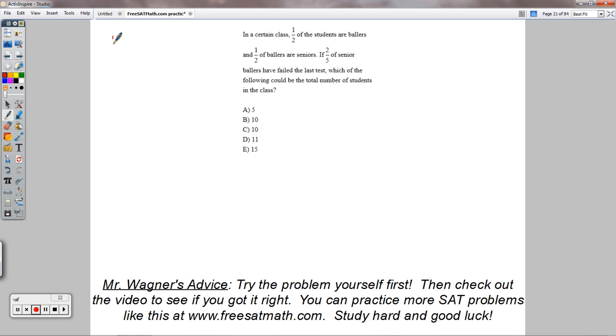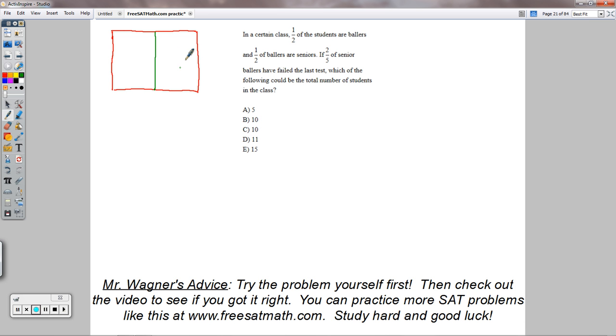But let me show you this visually and arithmetically. So let's say this rectangle represents the whole class, and one half of the class are ballers. I love basketball, so I'm going to assume that we're talking about basketball for ballers. This will be the baller side, we'll say.